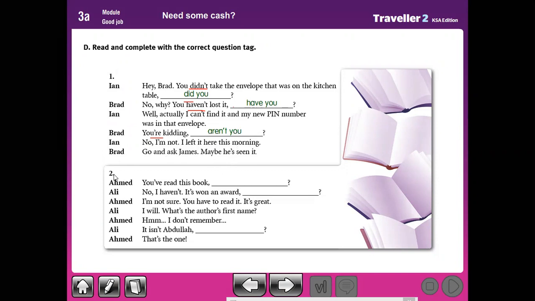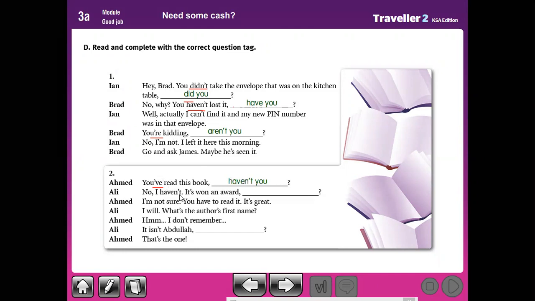Now, number 2. This is a dialogue between Ahmed and Ali. Here, pay attention. You've read this book. Here there is an auxiliary verb. This is the short form or the contraction of have. So we use haven't. And you put it as it.